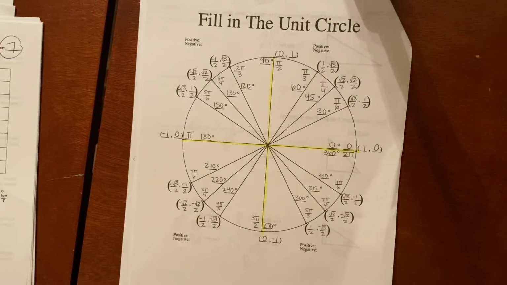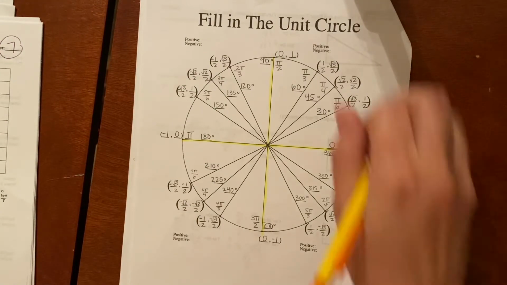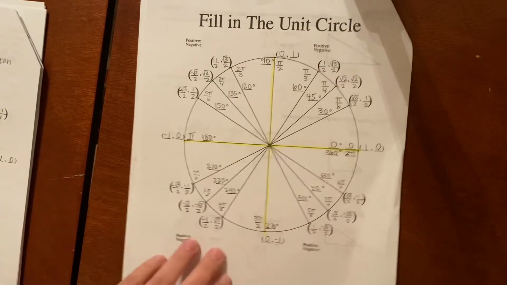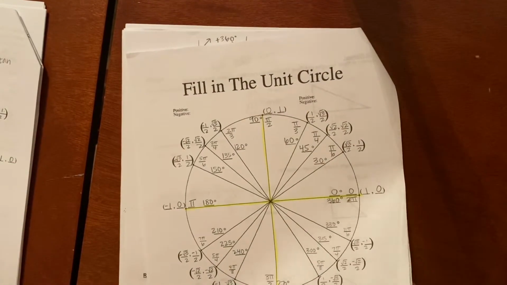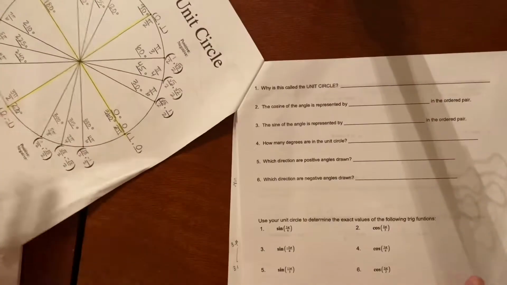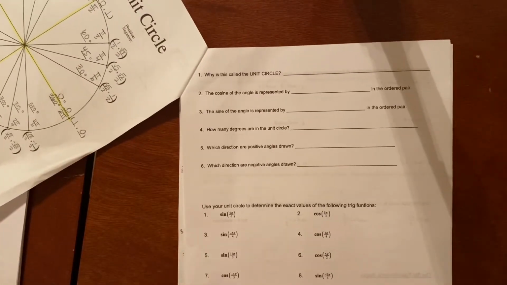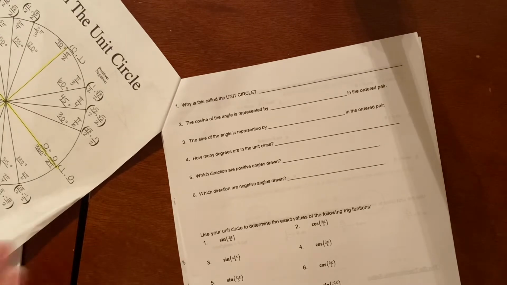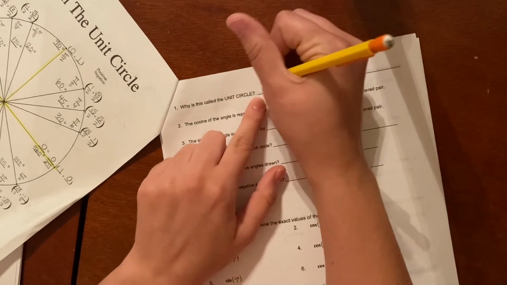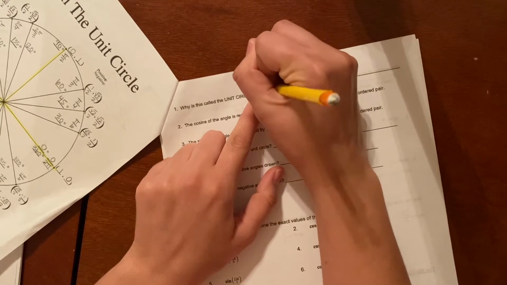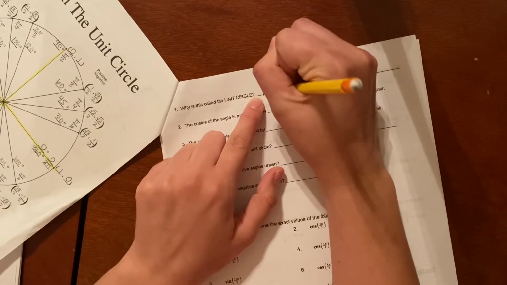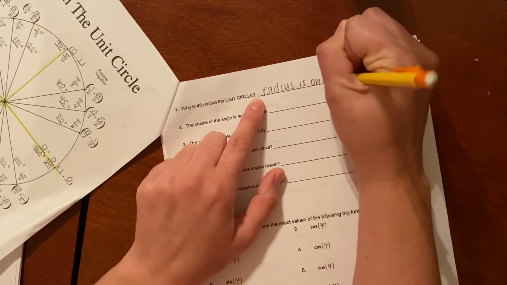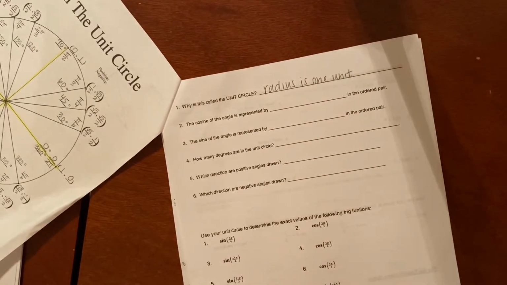Okay, today we're going to look at how to use this unit circle to evaluate trig functions. So first, let's talk about the unit circle in general. On the next page, we have some blanks here. It is called the unit circle because the radius is 1 unit.